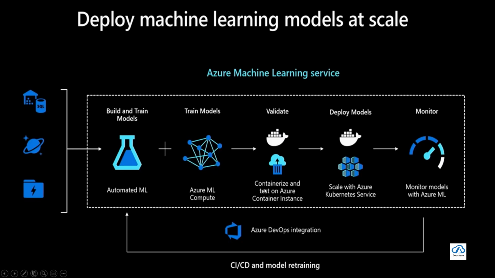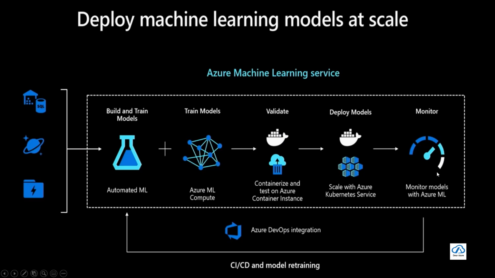the debugging. You can containerize your model and deploy it as an Azure container instance to test your model, which is validation. If you are satisfied with the trained model, you can scale it with Azure Kubernetes Service, where there will be the same Docker container that you have used for a single test. You can deploy it as a 10, 15, 20 container.